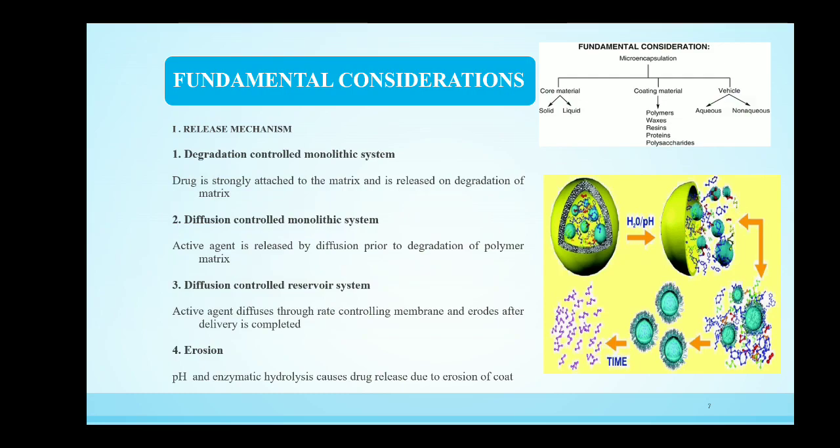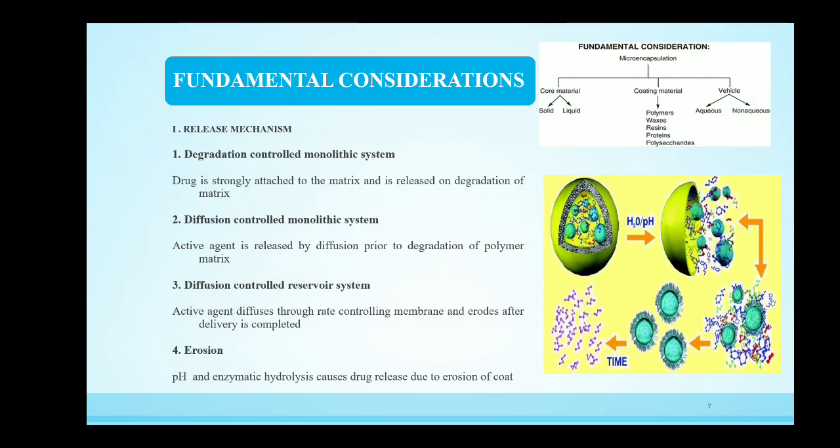There are 4 different release mechanisms for microencapsulation. First one is degradation controlled monolithic system. Here in this mechanism, drug is dissolved in a matrix and is distributed uniformly throughout. Drug is strongly attached to the matrix and is released on degradation of the matrix. Here the diffusion of the drug is slow as compared with the degradation of the matrix.